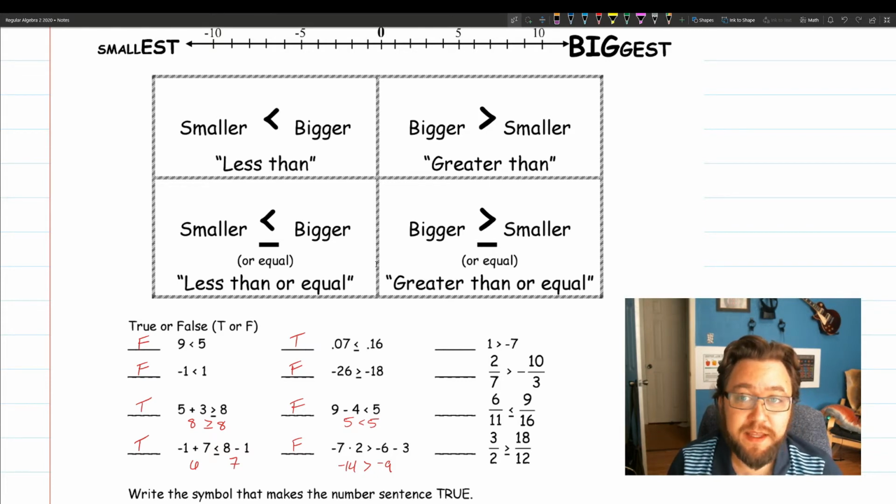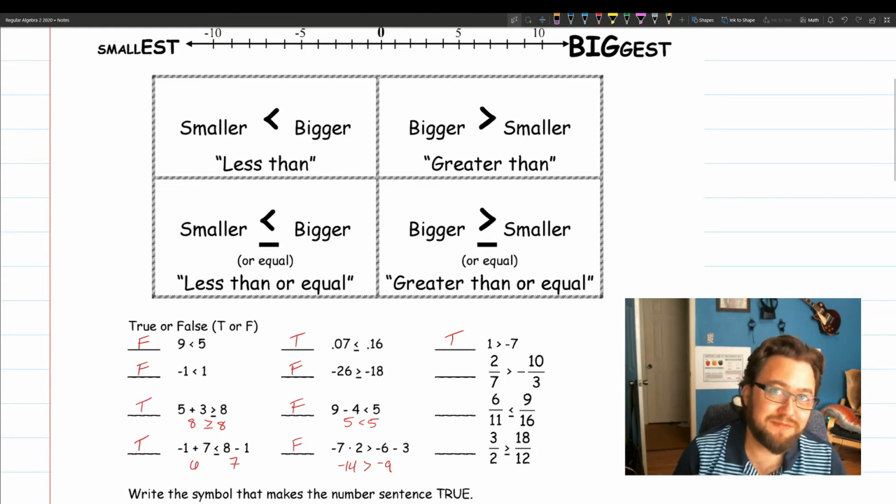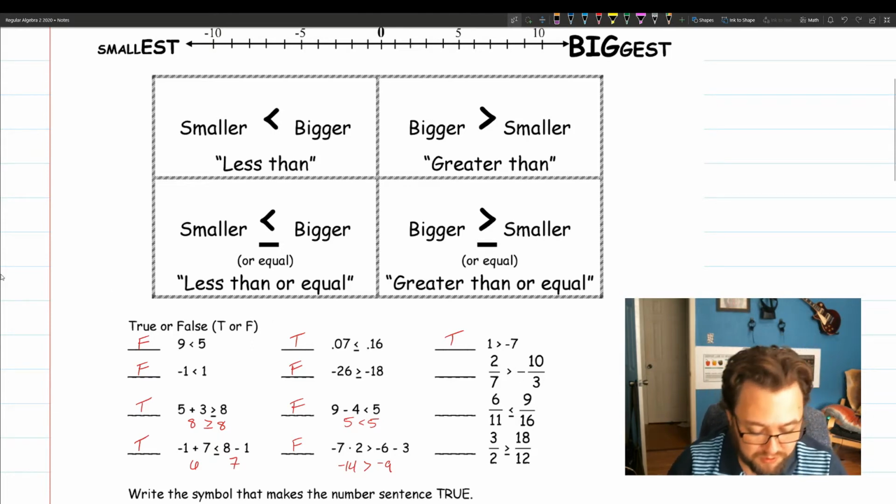1 is greater than -7. Definitely true. I would rather have $1 than owe somebody $7. Ooh, fractions. This is fun. So this one is actually really easy. If we look at the signs here, the positive number is going to be bigger than the negative number no matter what we do, so I don't really have to do anything here. That's definitely true.